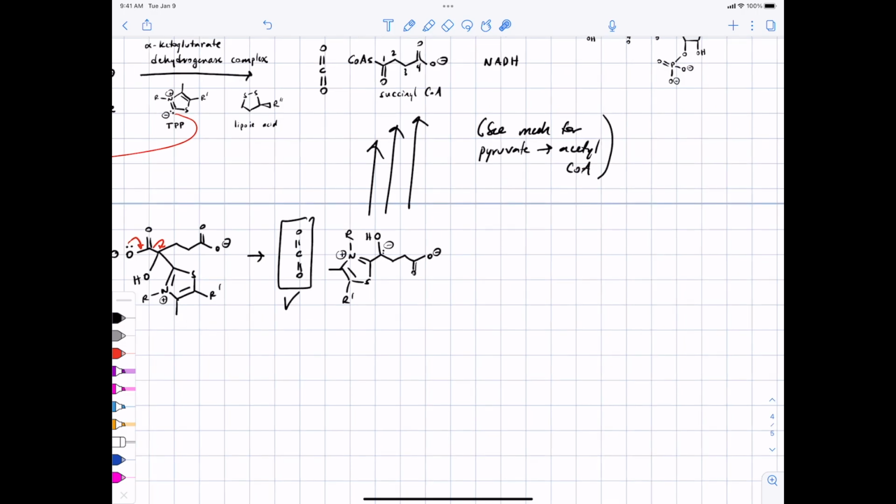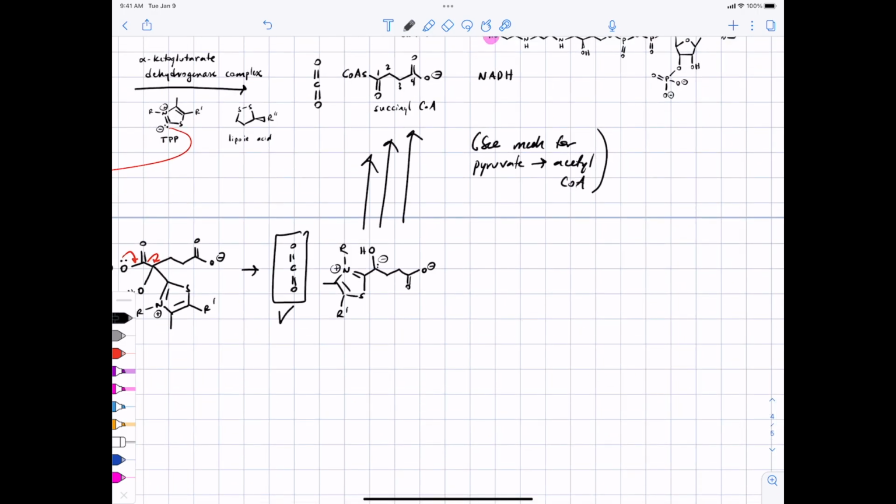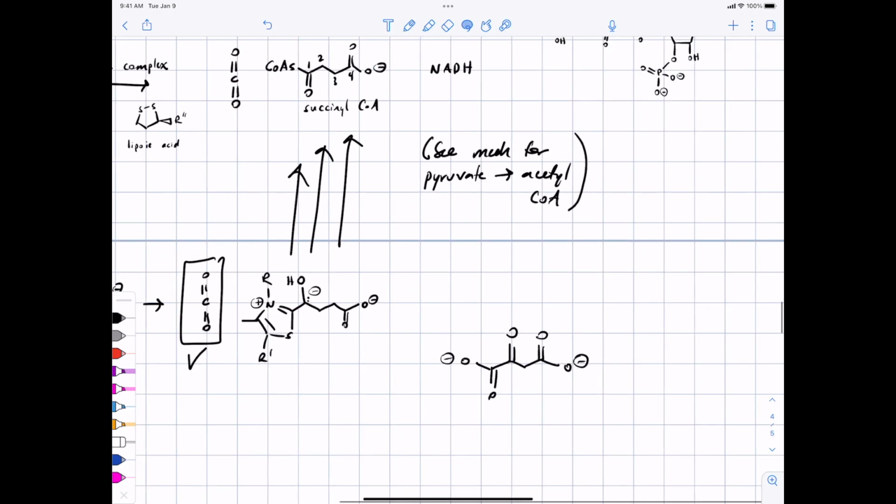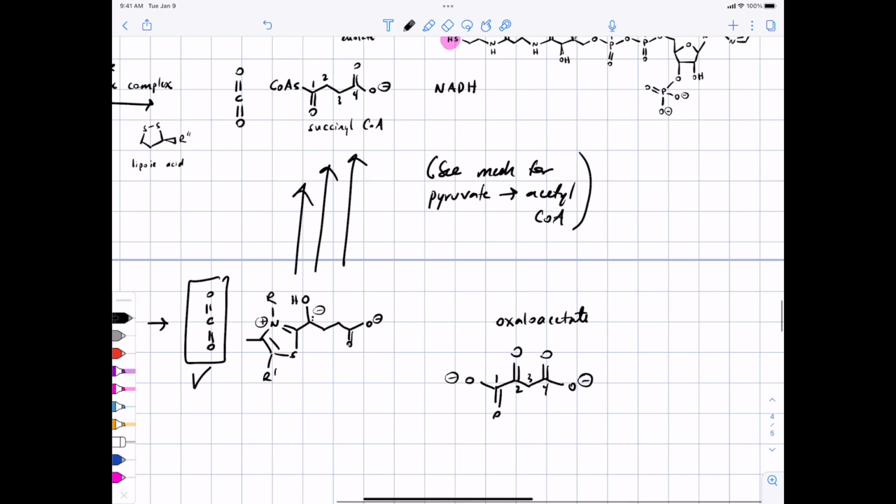Just as a reference point, where we need to get back to now in part 2 of the citric acid cycle is our entry point, oxaloacetate. 1, 2, 3, 4. Comparing those two, the oxaloacetate starting material versus succinyl-CoA, what's different? Well, we lose the thioester, and we need a ketone on carbon 2 instead of just 2 hydrogens.